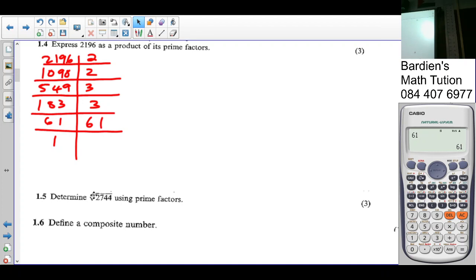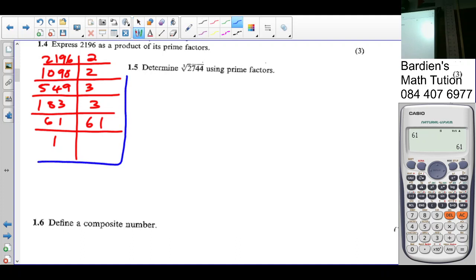People, let's look at 1.5. In question 1.5, they ask you to determine the cube root of 2,744. So again, we're going to write 2,744 as a product of its prime factors. 2 goes how many times? 1,372. Is that correct? 2 goes how many times? 686. Correct?